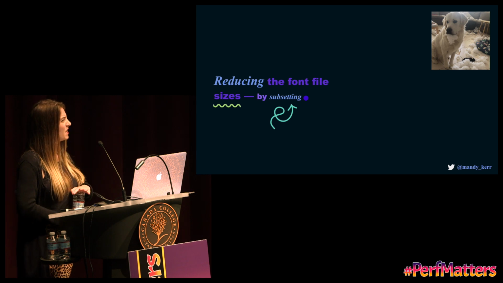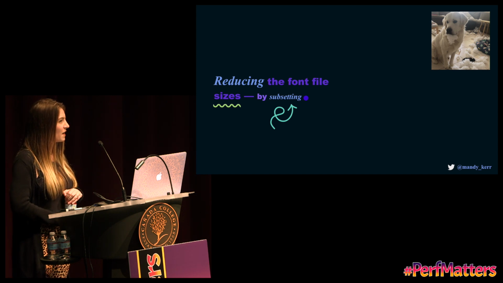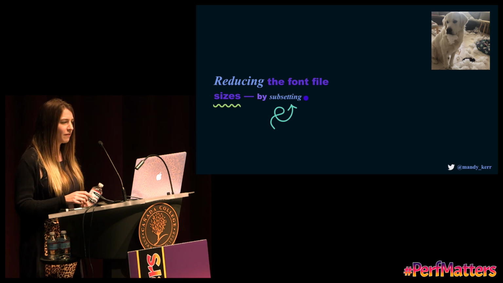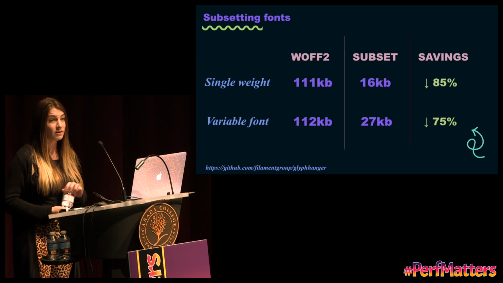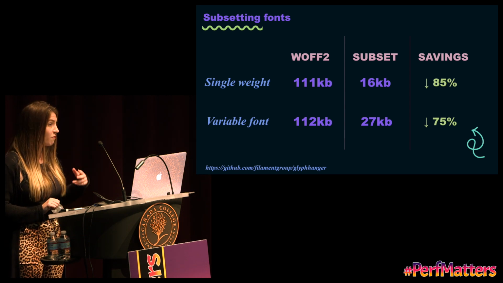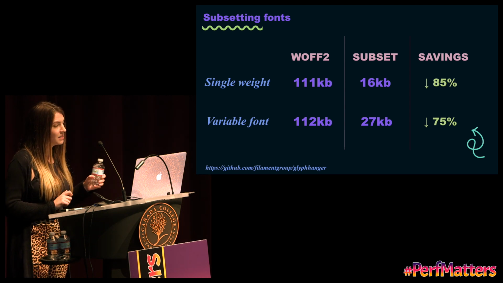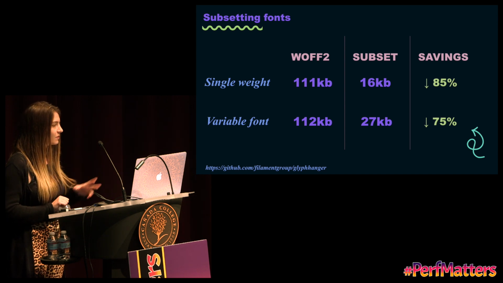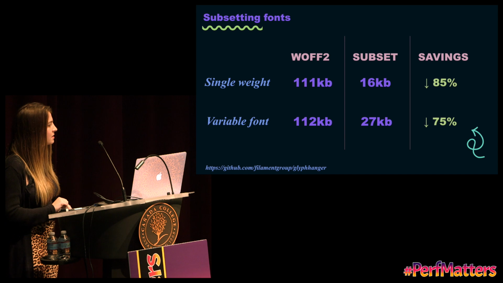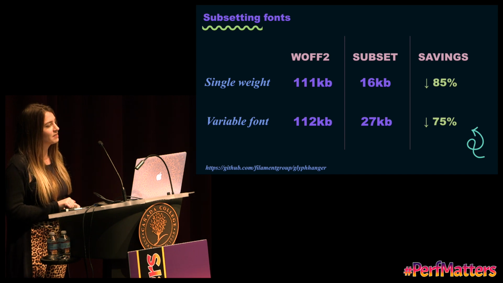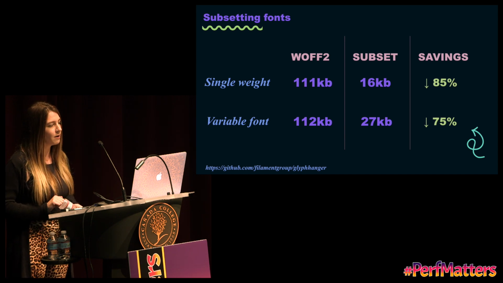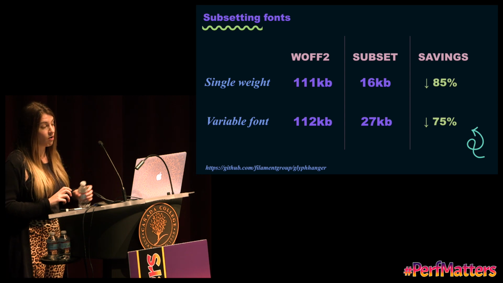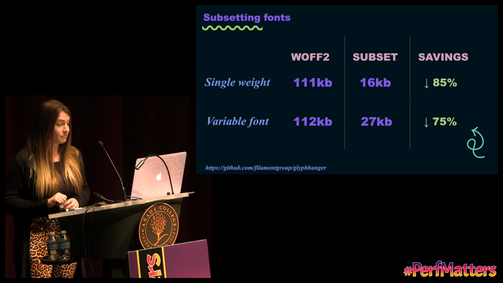I wasn't actually sure that you could subset a variable font. I thought that maybe because of the interpolation and the way the files are made that it wouldn't really work that well. But it works. I ran the WOFF2 through Glyphhanger. The single weight dropped down to 16 kilobytes, which is really nice. I subset to the Latin characters. The variable font came down to 27, so it's not quite as good as the single weight, but it's still pretty small, and it's still smaller than 2 versions of the standard font.